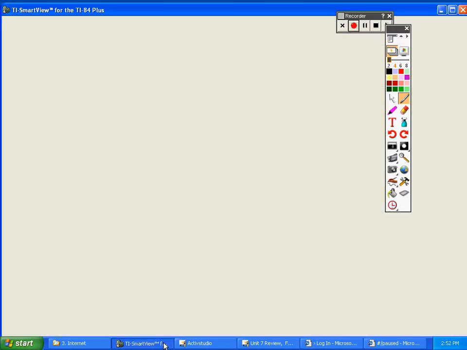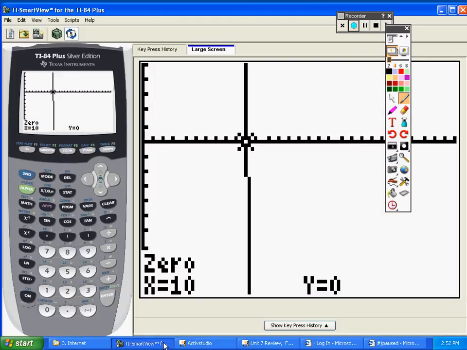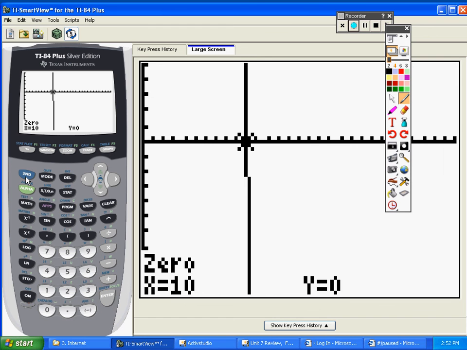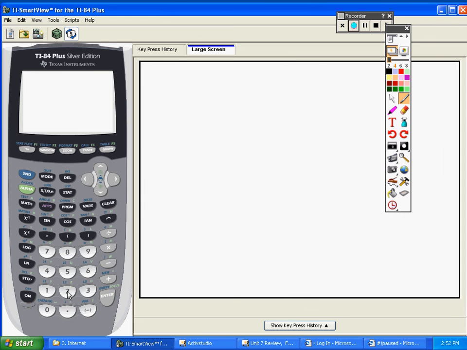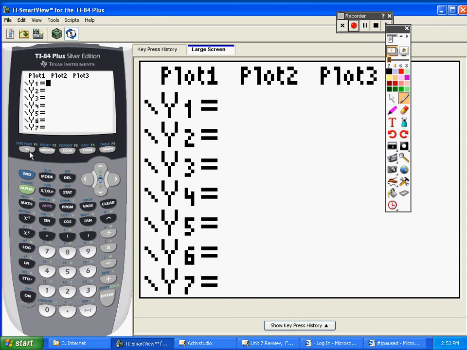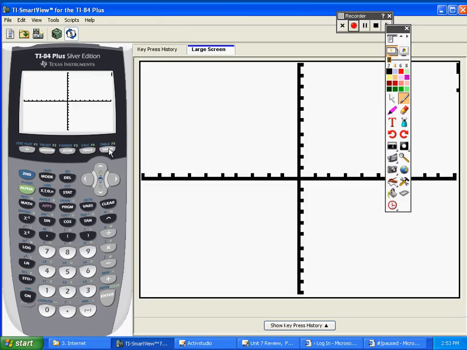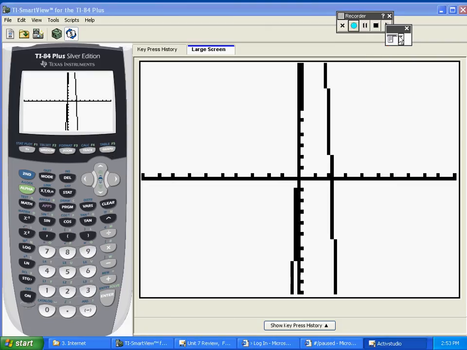And here's my calculator. So I'm going to go to second, plus, 7, 1, 2 to clear my calculator. Second plus 712. All right, so I reset my calculator. I'm going to go into y equals, and I'm going to type in my equation, -16x squared plus 32x plus 3. I'm going to hit graph, and you're going to notice that you don't really see your whole graph.